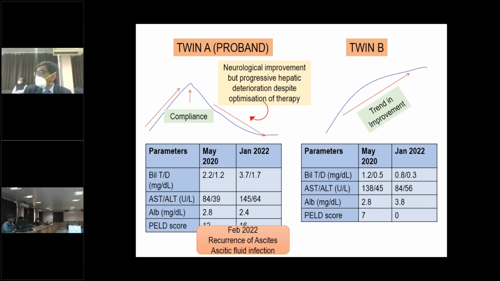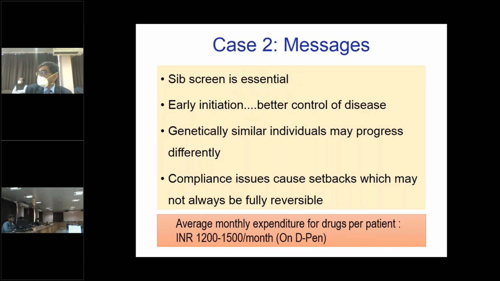And twin B, as we can see, had a progressive improvement in his state. So the message from this case is that sibling screening is essential, as early initiation of therapy can result in better control of the disease. Genetically similar individuals may progress differently, and compliance issues can cause setbacks, and these setbacks are not always reversible. In our particular child, the compliance issues took place because of financial constraints, as therapy with D-penicillamine for each sibling cost around 1,500 rupees per month.